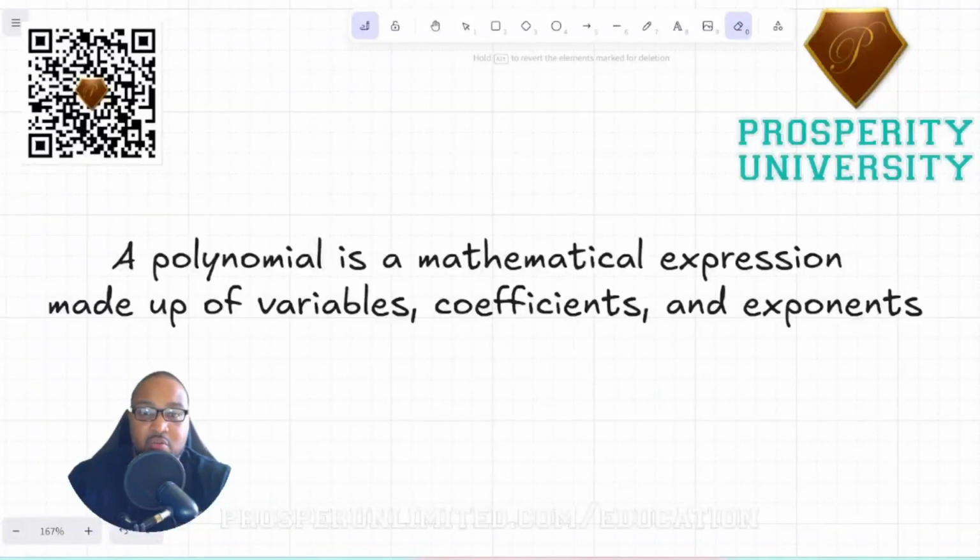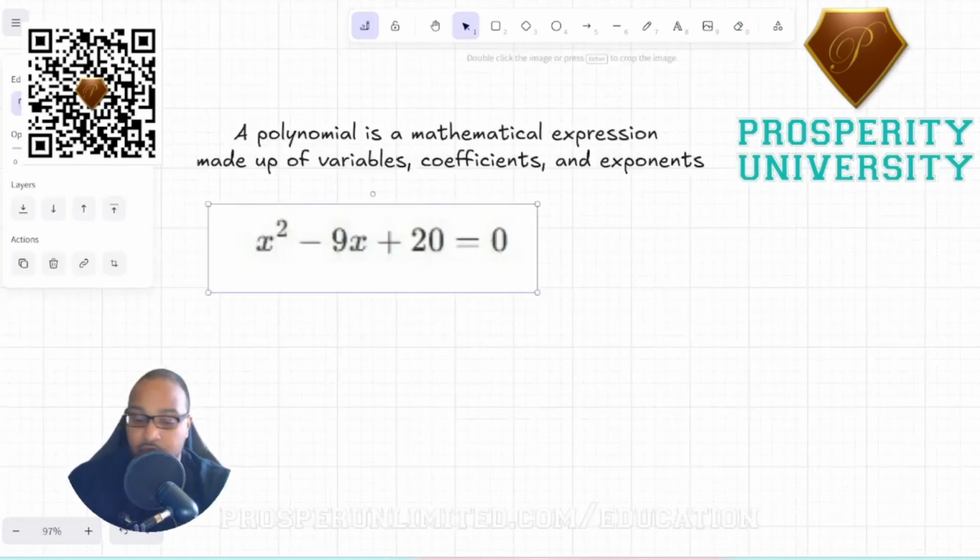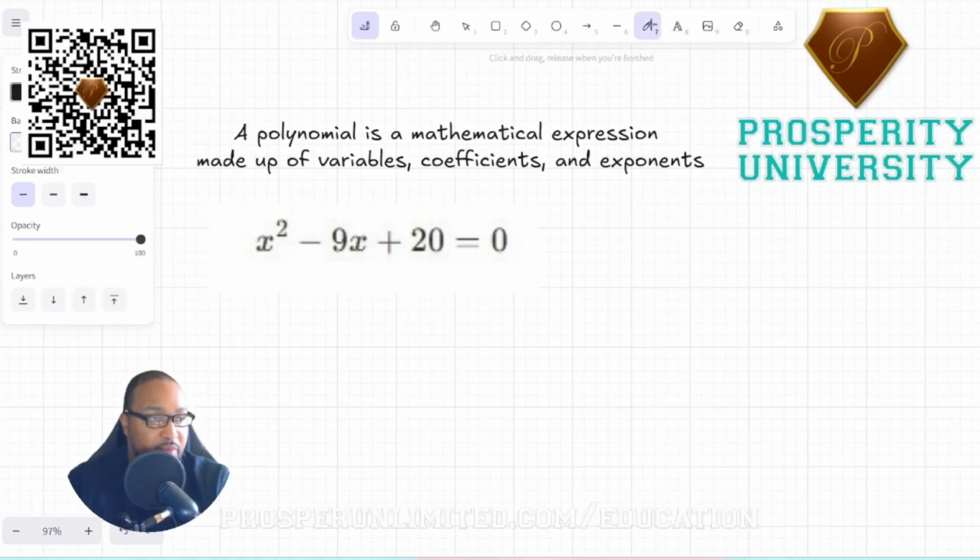What is a polynomial? A polynomial is a mathematical expression made up of variables, coefficients, and exponents. Let's look at this polynomial. Now, remember the word poly means many, right? Or many nomials, if you will. This would be called a trinomial simply because it has three expressions, or three terms.